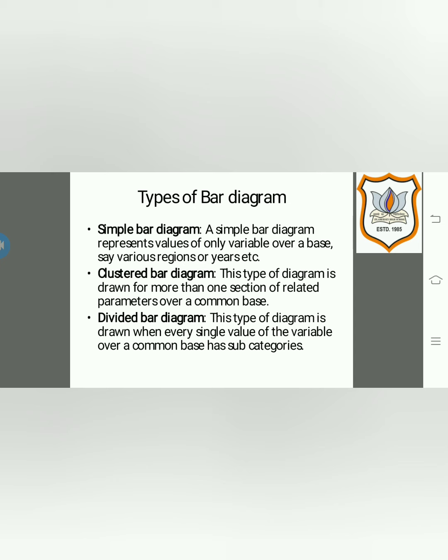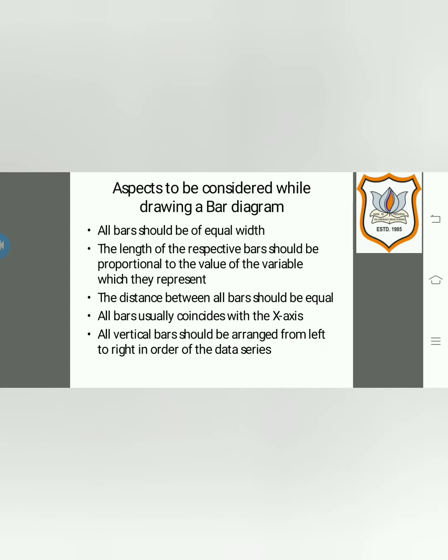Last one, that is a divided bar diagram. This type of diagram is drawn when every single value of the variable over a common base has subcategories. See, in a clustered bar diagram, it was having more than one section, but here this has various subcategories.